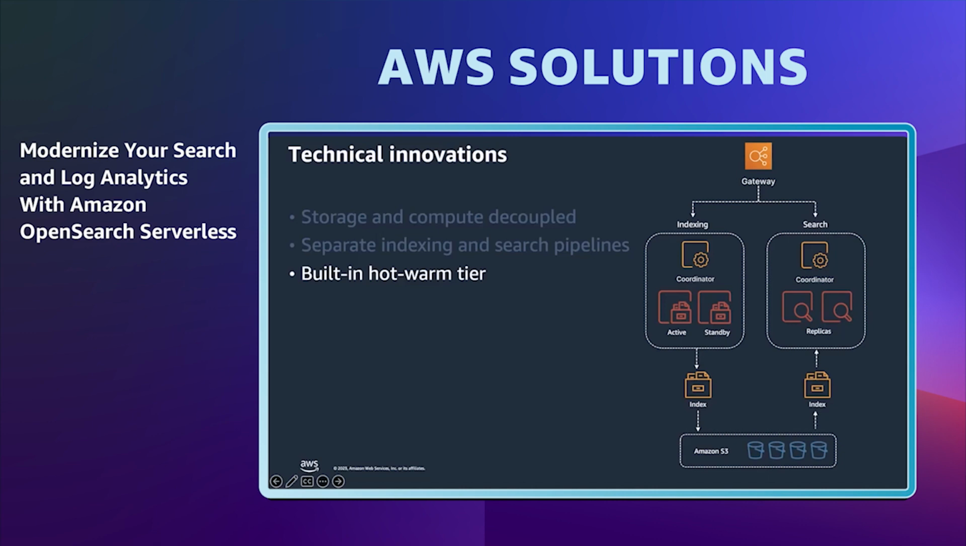Then serverless also comes with a built-in hot and warm tier. As I was saying in my previous slide, it's useful in the log analytics use case, where you are more focused on your recent data, and your older data can be stored in the warm tier. And then we have the active OCUs and the standby OCUs.